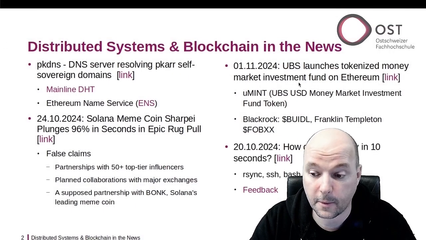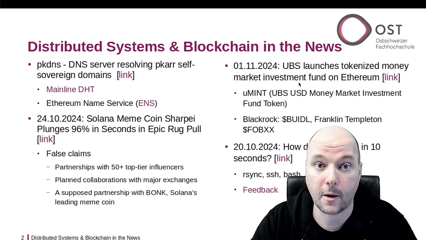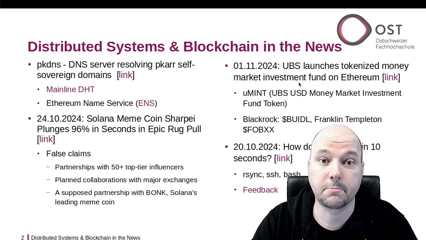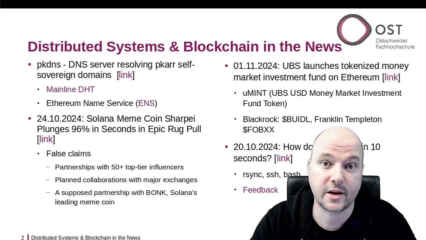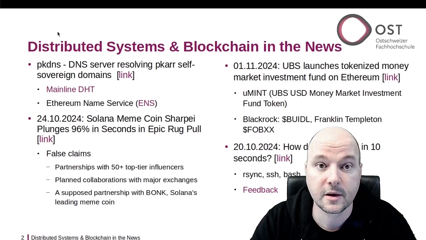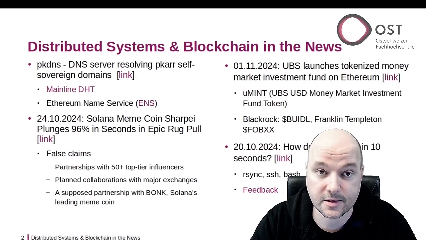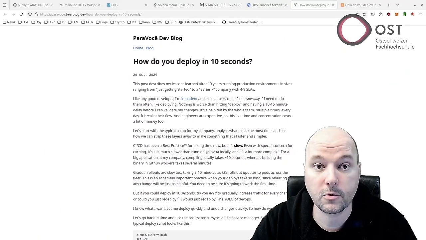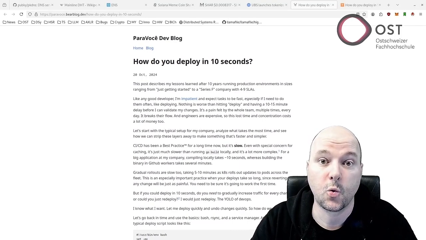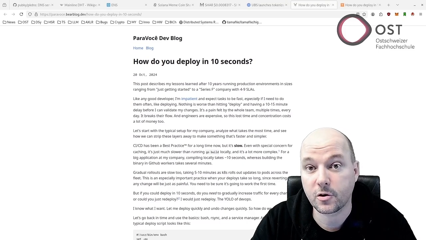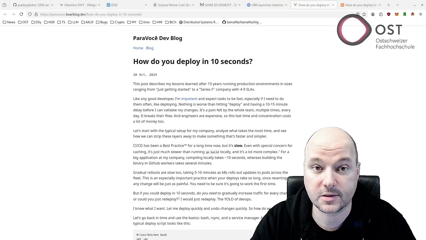In the last article here, a software developer has sparked a debate in the tech community by challenging the industry standard deployment practices, suggesting that deploying code changes shouldn't take more than 10 seconds. In a blog post, the developer drew from a decade of experience running production environments to argue against the complexity of modern continuous integration and deployment systems.